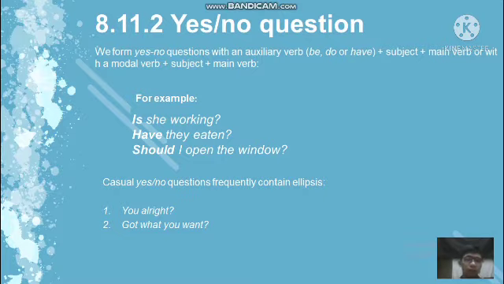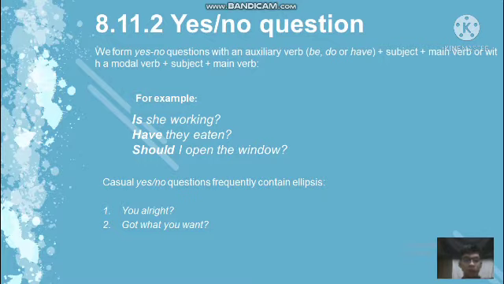Casual yes or no questions frequently contain ellipses. So for example, you all right? And then, got what you want? In the first example, you all right, the word are is omitted. It's supposedly, are you all right?